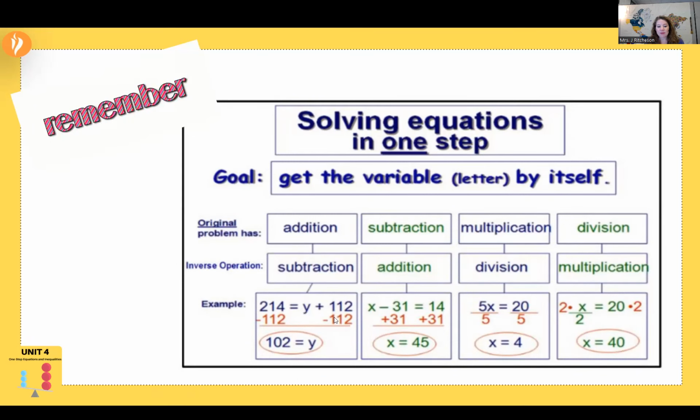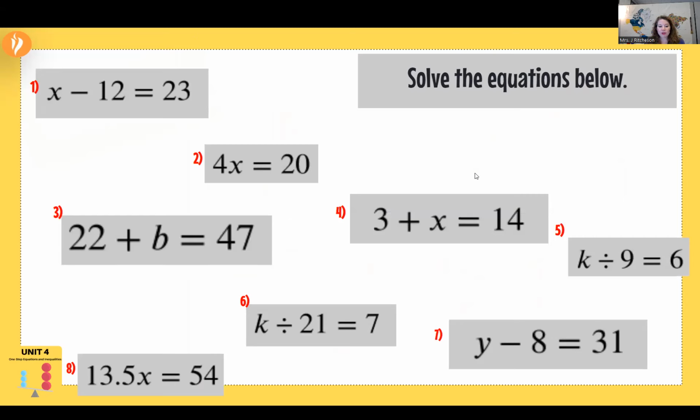The inverse operation of multiplication is division. So this equation is being solved by division. And the last example is the inverse operation of division is multiplication. So this equation is being solved by multiplication. All right, so I want you guys to pause the video and try each of these math problems and then watch the video to check your answers.